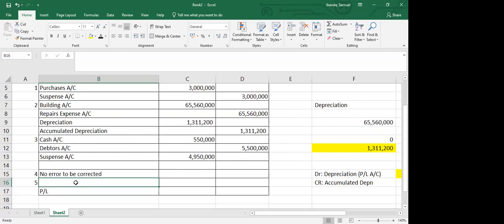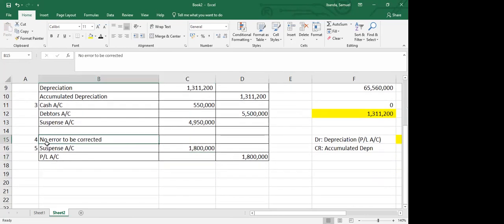So we are going to credit our P&L account, which is our statement of P&L, with the value, which is 1.8. And then we shall debit our suspense account, since this is an error that affects the trial balance. Sorry, we shall credit our suspense account with 1.8. Okay.